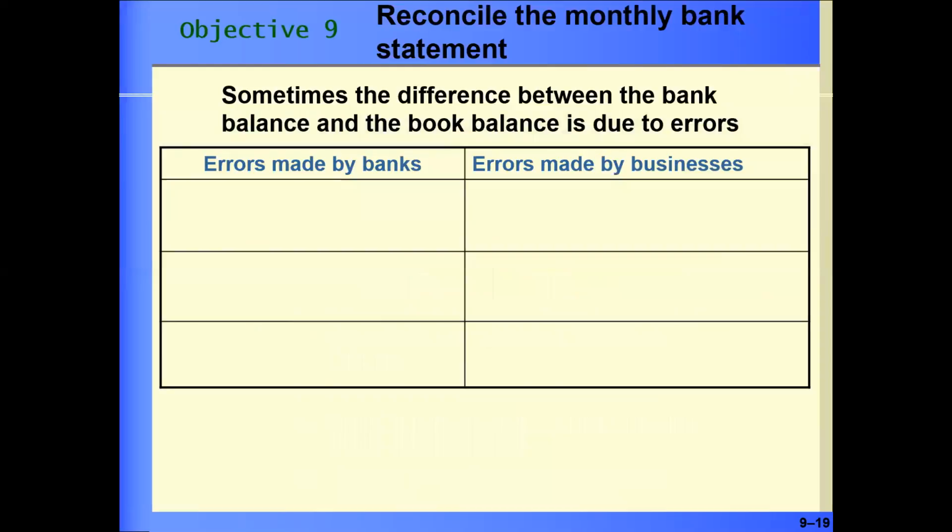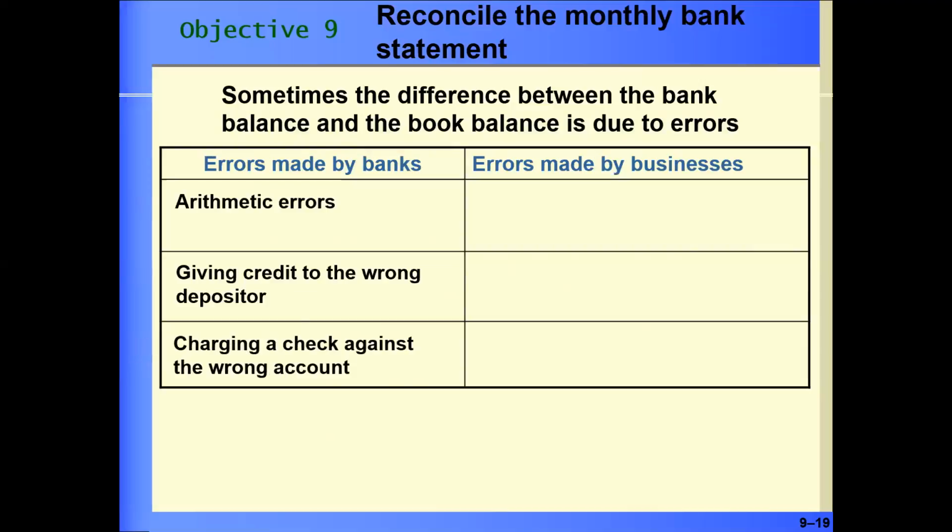Sometimes the difference between the bank balance on your bank statement that you get every month and the book balance is due simply to mistakes, human errors. Errors made by the banks could be arithmetic errors. Some other errors are giving credit to the wrong depositor and charging a check against the wrong account. I think these last two errors are less and less likely nowadays. I haven't seen too many of them anymore.